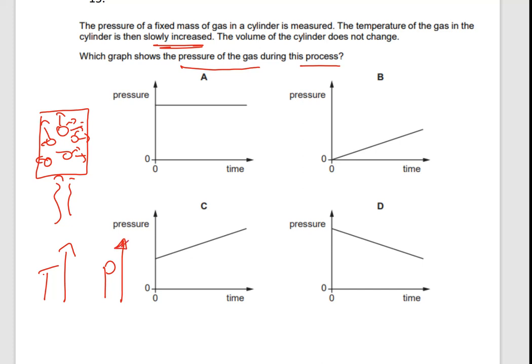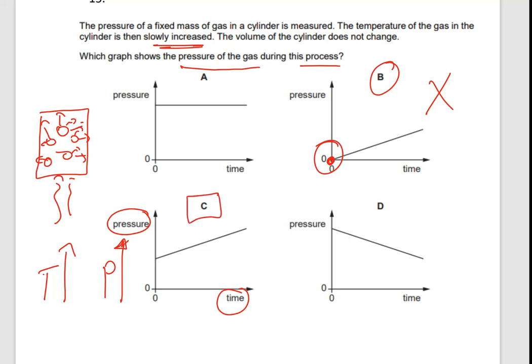So there are two graphs here that show you that relation. As time goes along, the temperature keeps increasing. It is being heated, so the pressure would also increase. But there are two graphs here, B and C. B is incorrect because it says the pressure is starting from 0. So the correct option is C.